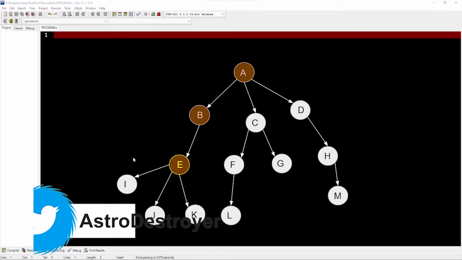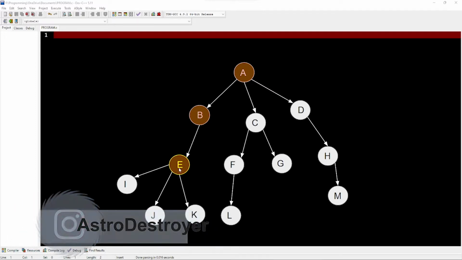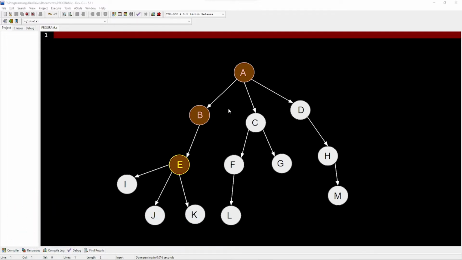Now let us take one example. As you can see, if we consider the node labeled E, for finding all the ancestors of this node E, we have to follow the path right from the root of this tree till this particular node. The nodes which we encounter in our travel are the node A, that is the root node, and the node labeled B. So the ancestors of E are the nodes A and B.